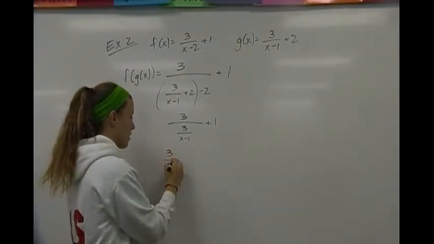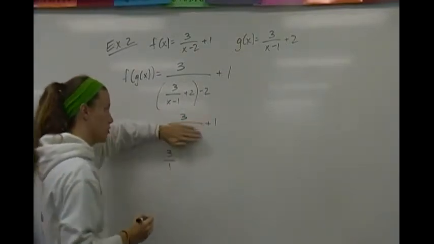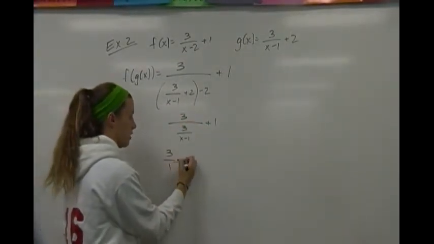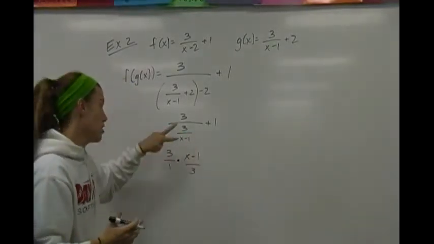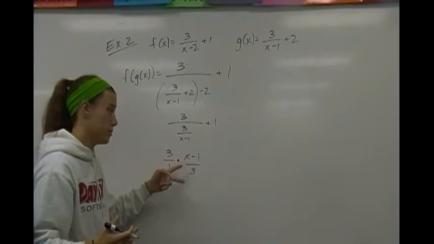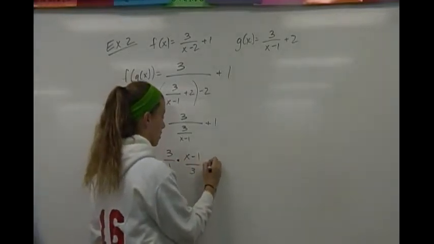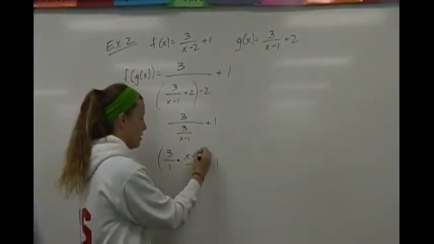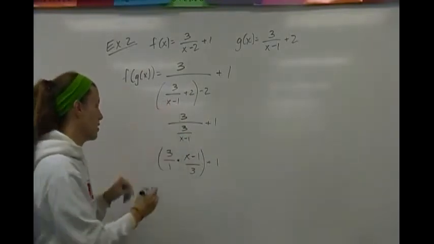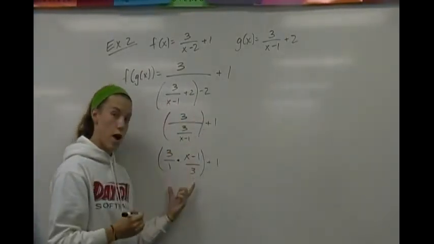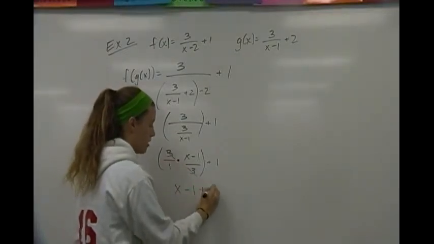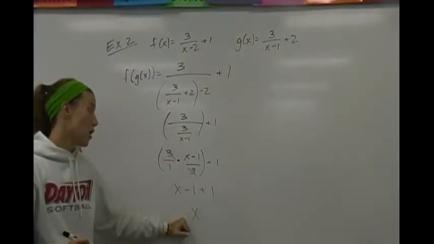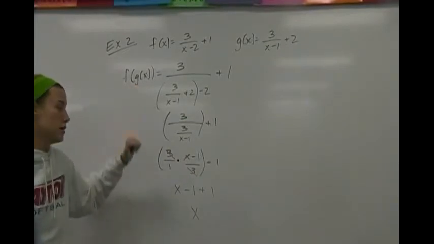If I start with the numerator, which is just 3 over 1, times the reciprocal, x minus 1 over 3, because when you're dividing by fractions, you really multiply by the reciprocal, so I flipped that fraction, and I've got this plus 1 still at the end. So I need to deal with this big fraction that turned into two fractions being multiplied together. Now the 3's will cancel, leaving me with x minus 1 plus 1, which just simplifies to x. So I've proven that f of g of x is equal to x.